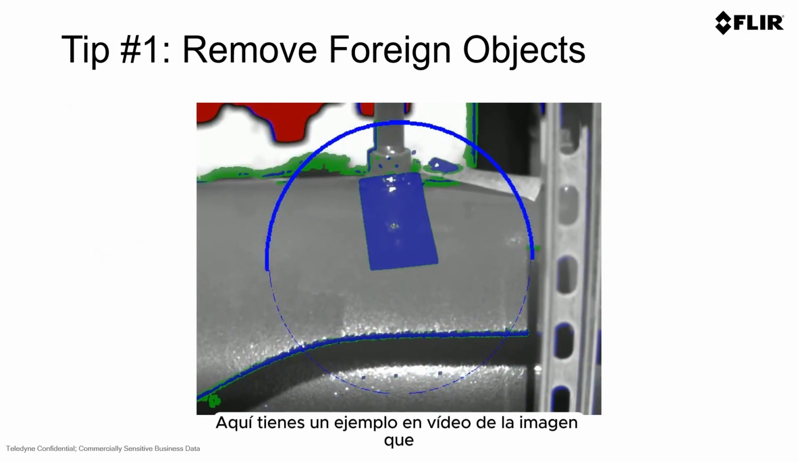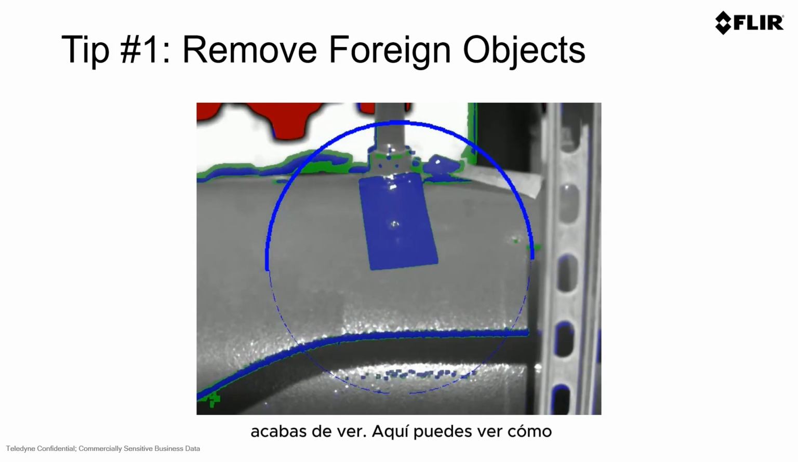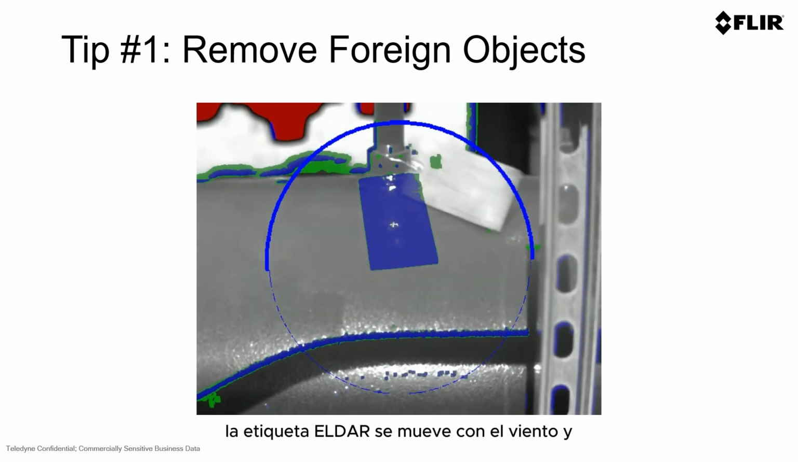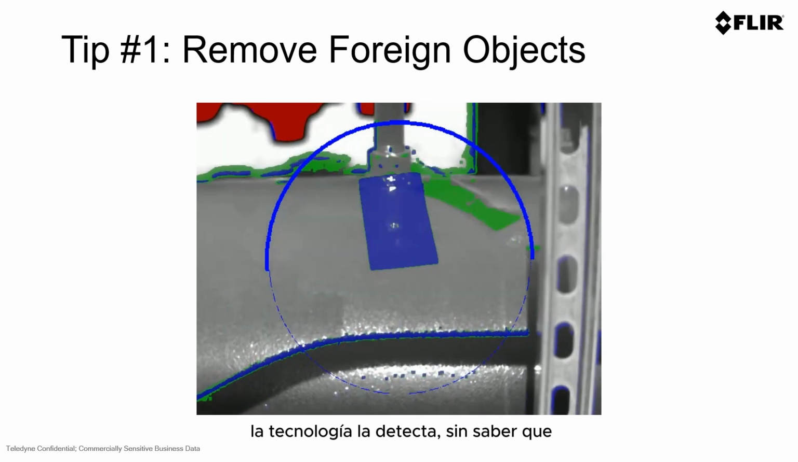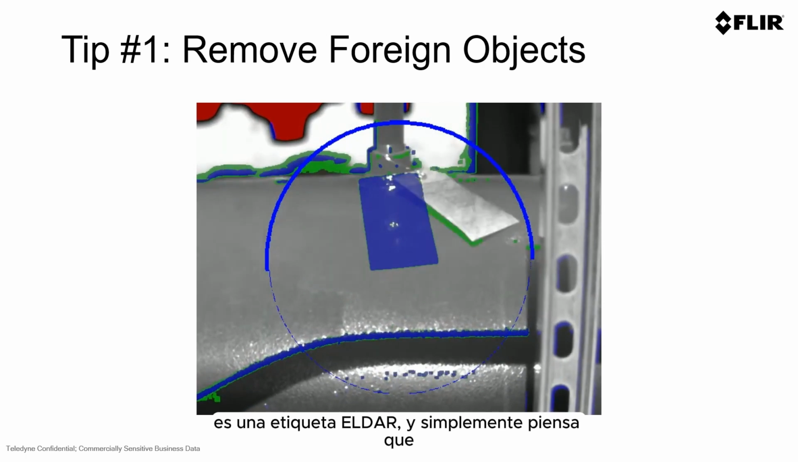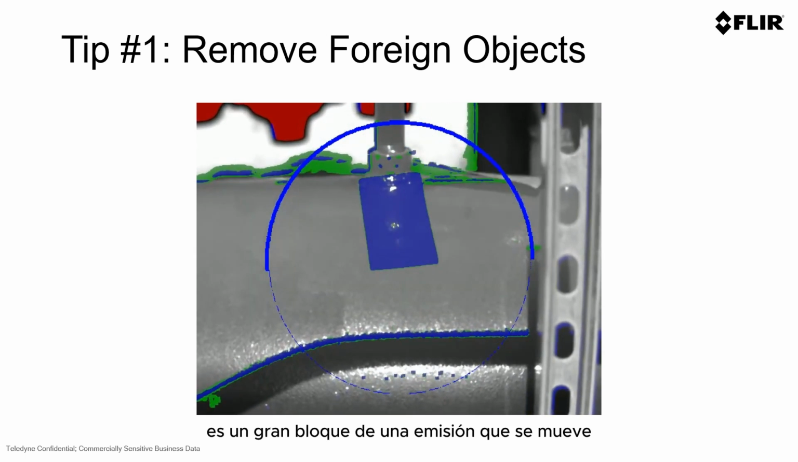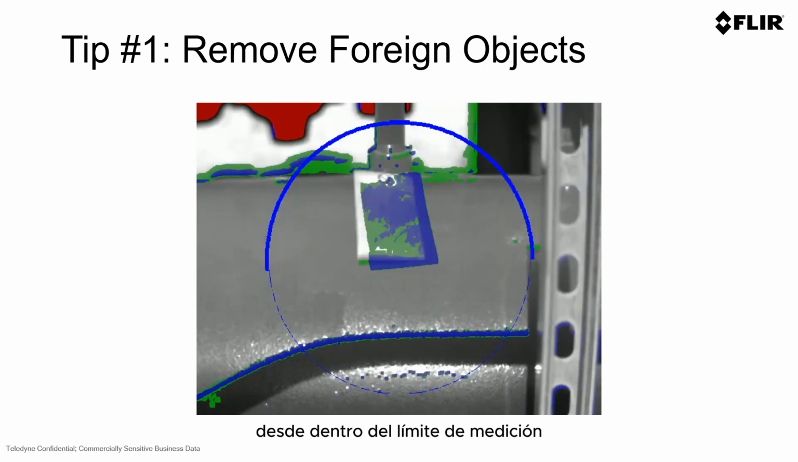Here's a video example of that image you just saw. Here you can see that the LDAR tag is moving in the wind, and the technology sees it and doesn't know that it's an LDAR tag. It simply thinks it's a large block of emission moving from inside the measurement boundary to outside.